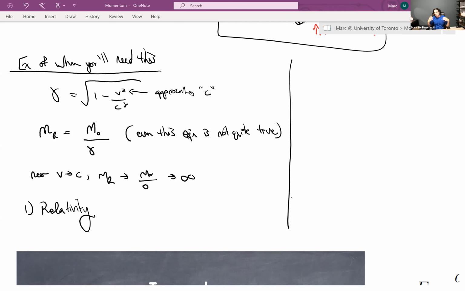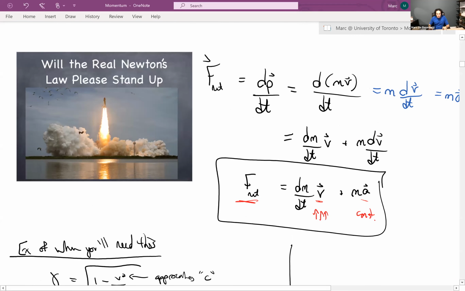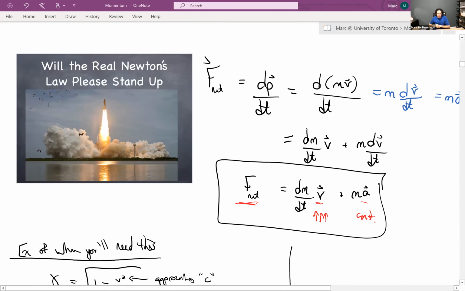When you have a giant rocket ship, most of the weight of that rocket ship is fuel. And when the rocket is taking off, it burns fuel at an incredible rate. There's actually a hint there. I gave you a hint in the picture. Will the real Newton's law please stand up? I gave you a hint of a rocket ship taking off. Look at how small that rocket ship looks in the picture compared to the flame coming out of it.